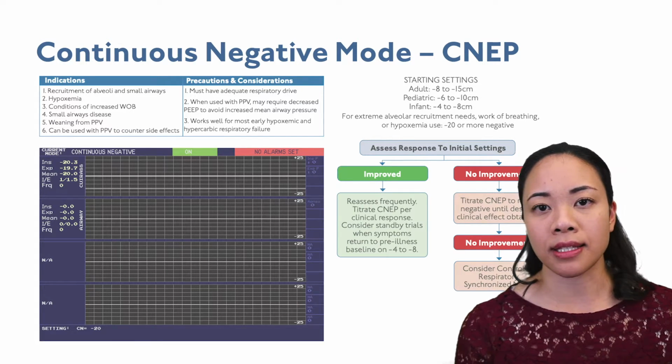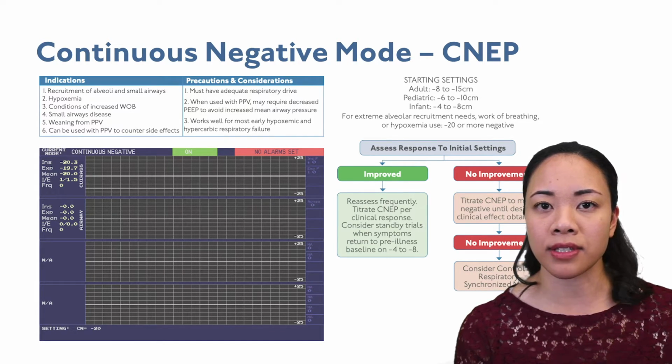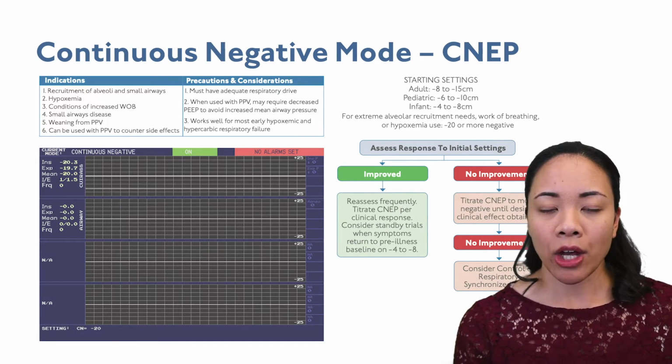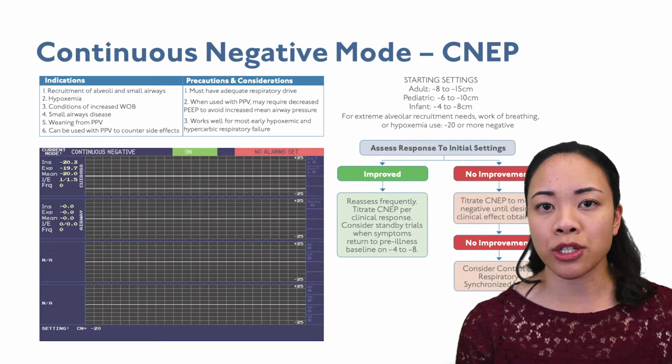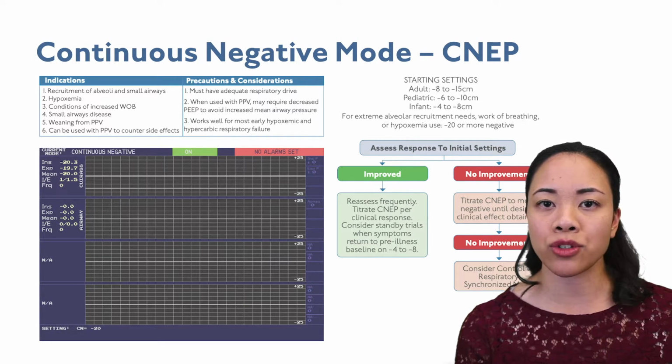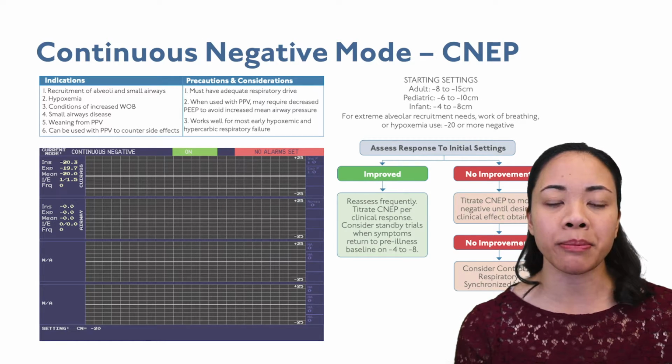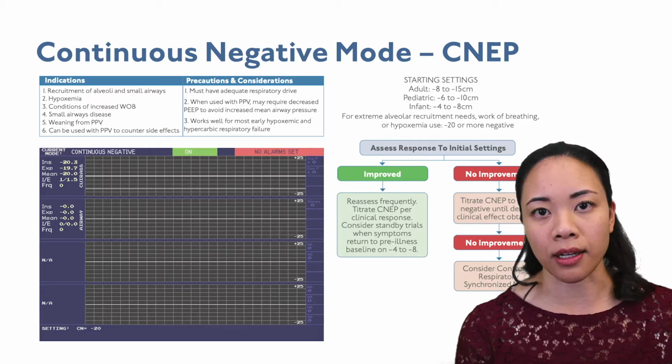Adults is -8 to -15, pediatric -6 to -10, and infant is -4 to -8. However, if the patient is experiencing increased work of breathing, hypoxemia, or extreme alveolar recruitment needs, the manufacturer recommends that the settings be placed -20 or more negative.